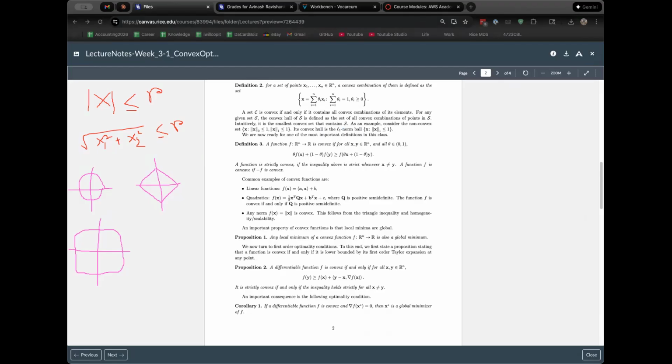So the idea is that all these balls are convex. Yes. But it doesn't have to be that. It's just saying that that is convex.